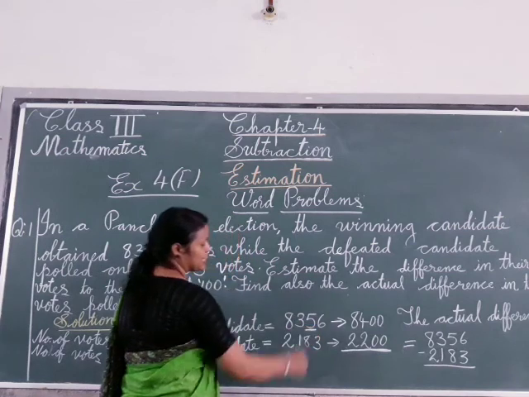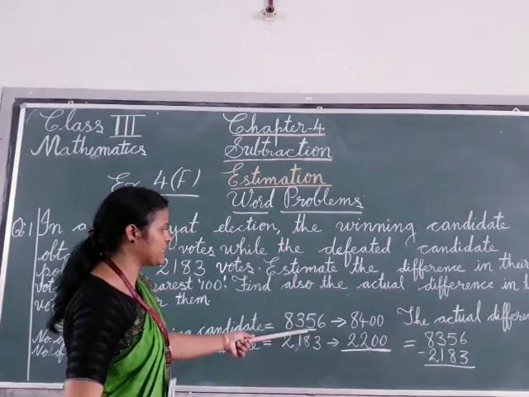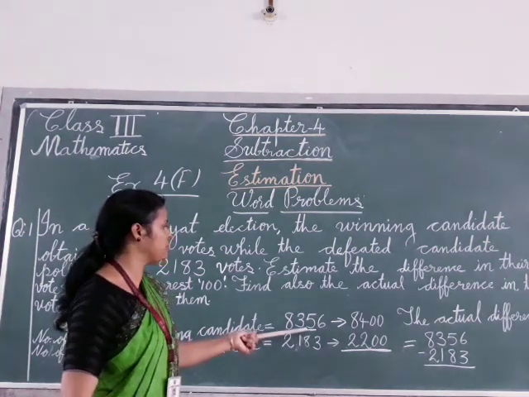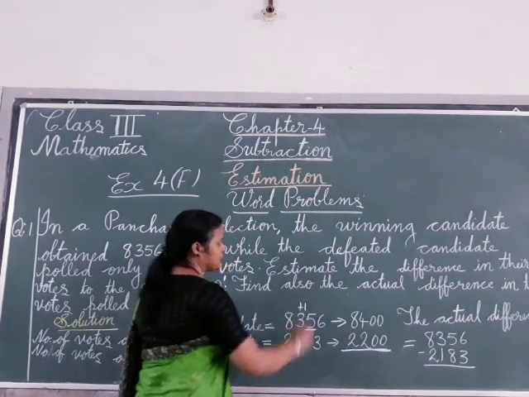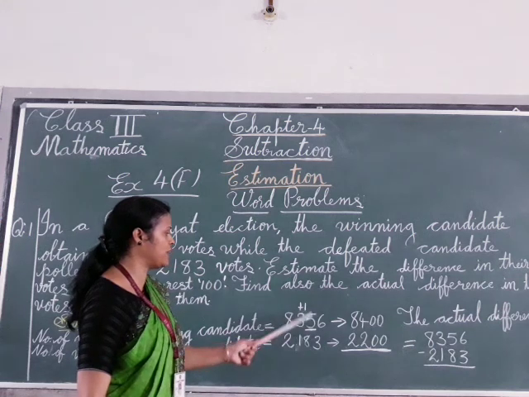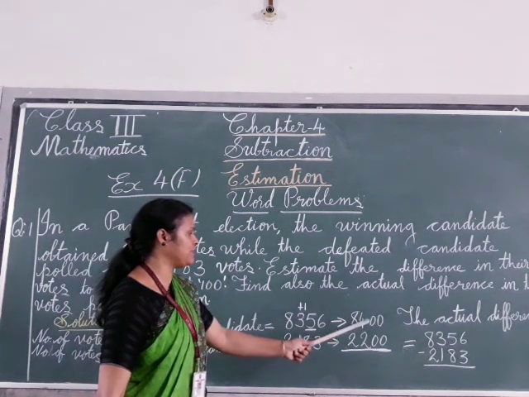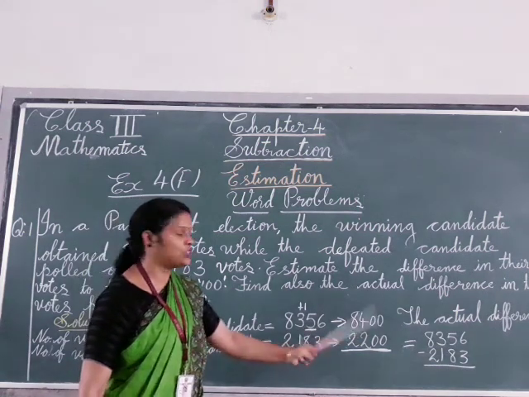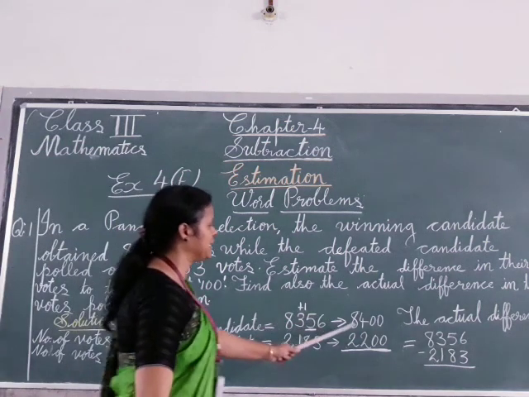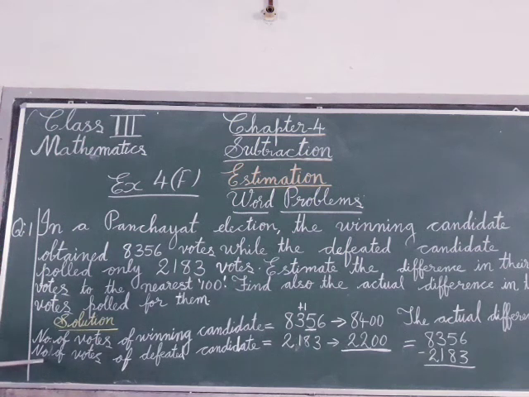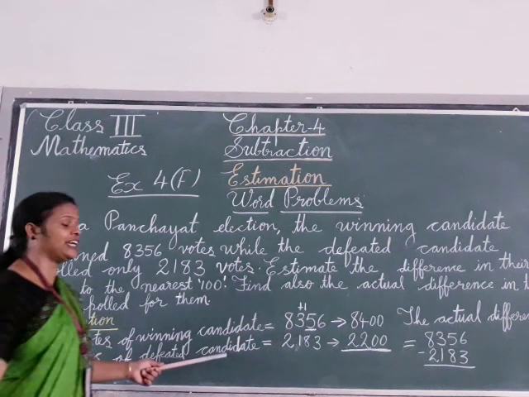Then we have to consider the number at tens place. At tens place we have 5. If the number is 5 or more than 5, we have to add 1 to the number at hundreds place. So 3 plus 1, 4. So you are getting 84 here, and in ones place and tens place we have to put a 0. Here we are getting 8,400.